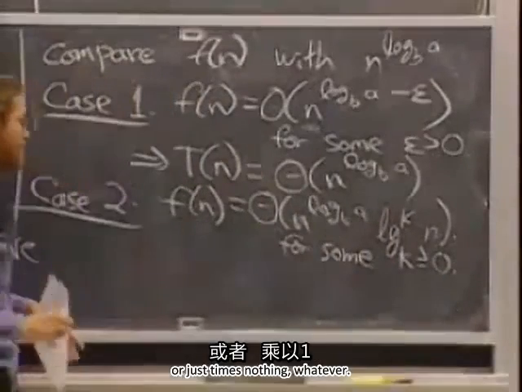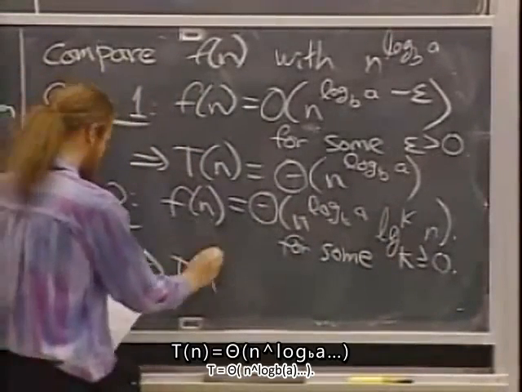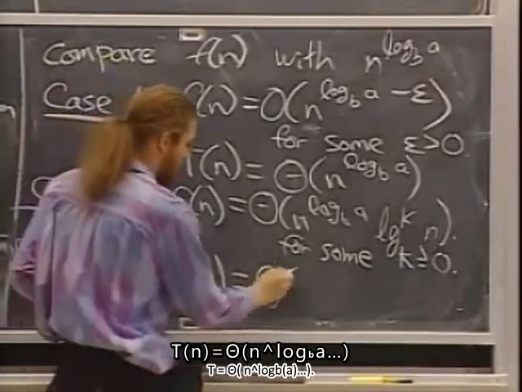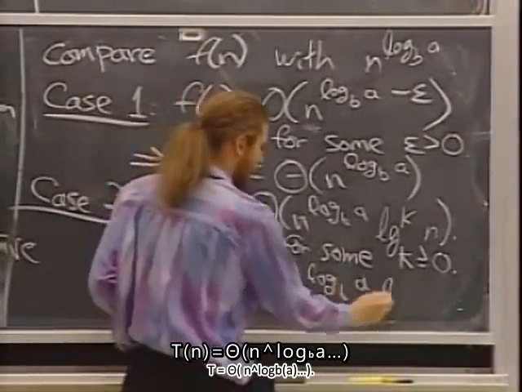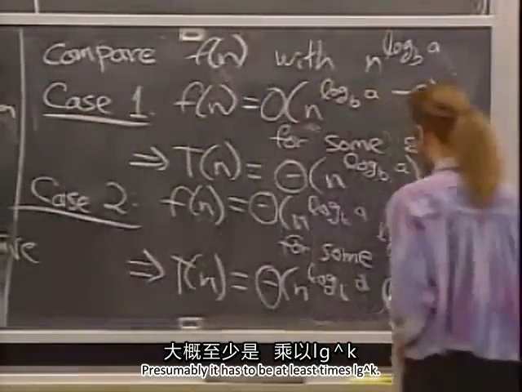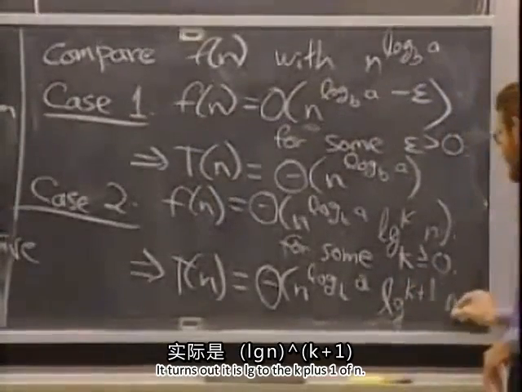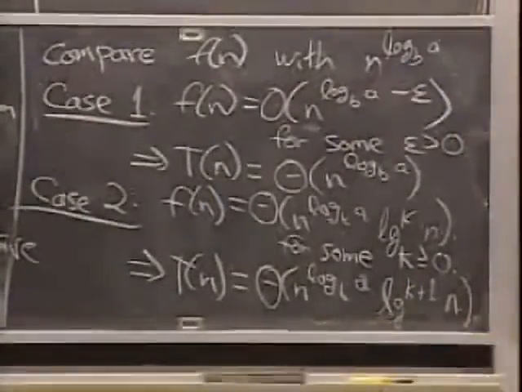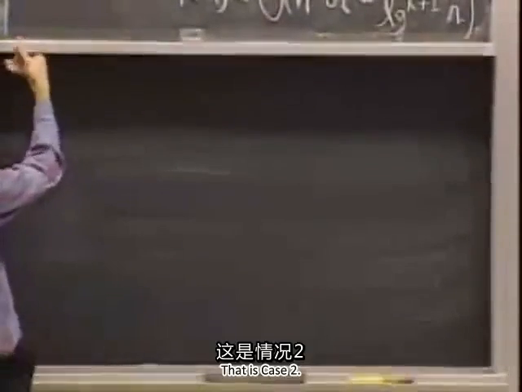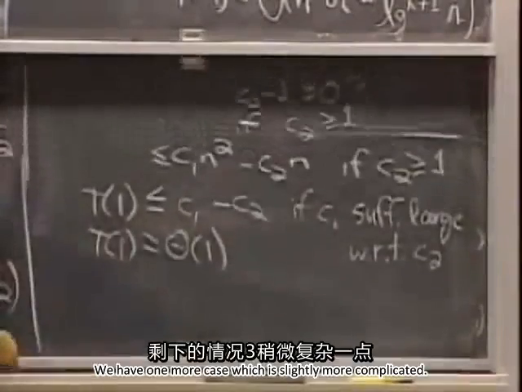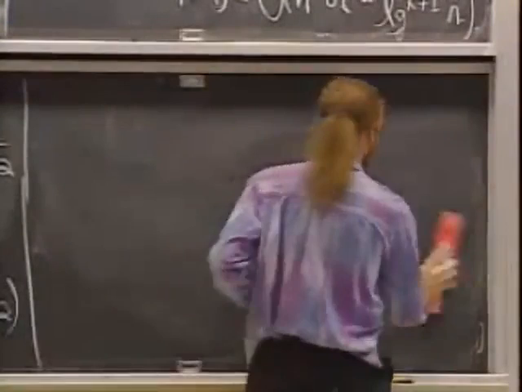Okay, again, the solution is easy here. T of n is n to the log base b of a times, presumably it has to be at least times log to the k. Turns out it's log to the k plus 1 of n. That's case 2. We have one more case, which is slightly more complicated.